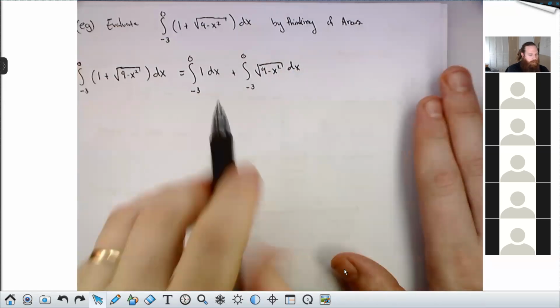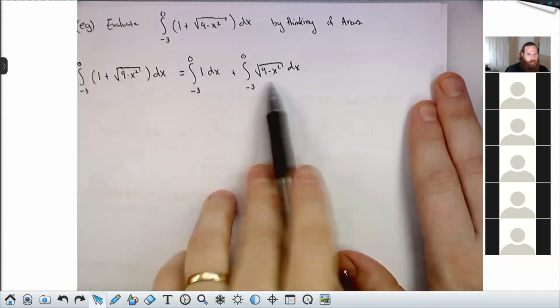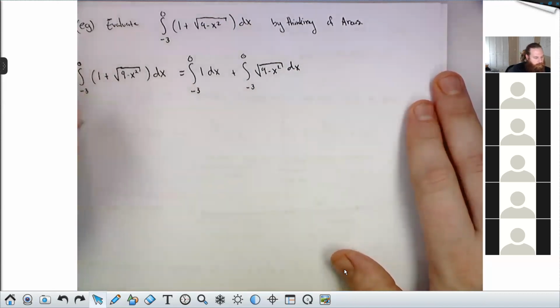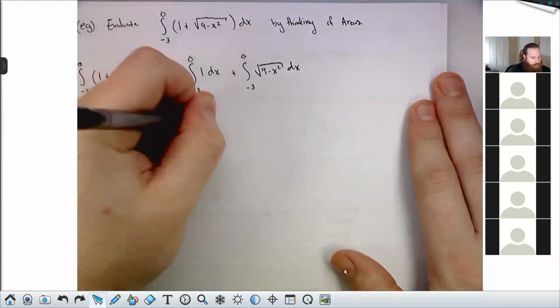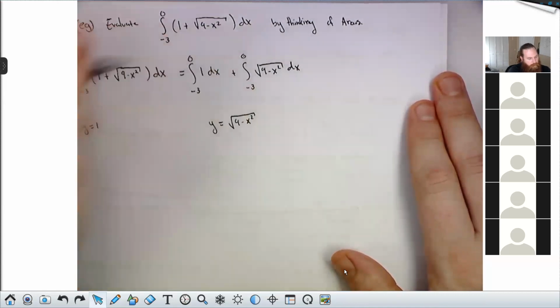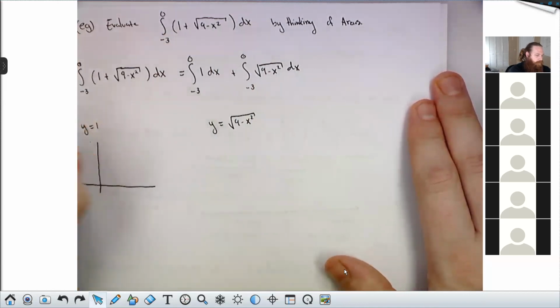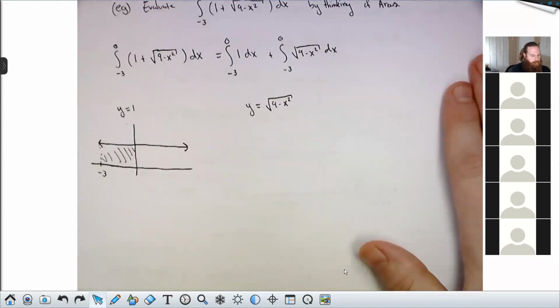So I need to find the area under this guy from -3 to 0 and the area under this guy from -3 to 0. So I'm going to look at 2 graphs. I'm going to look at the graph y equals 1, and I'm going to look at the graph y equals square root 9 minus x squared. The y equals 1 graph is not challenging. That is a constant function. And if -3 is out here, then here's that area.